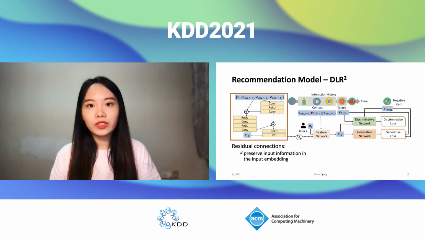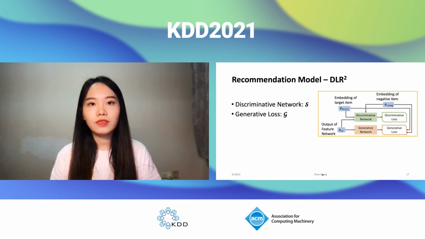In the feature network, we employ residual connections, which may create invertible outputs and preserve all the information in the input embeddings. We hypothesize that this may allow the network to fully utilize the power of initialization. Given the user and item, the discriminative network evaluates how much the user prefers the item, while the generative network directly predicts the next item that the user will interact with.